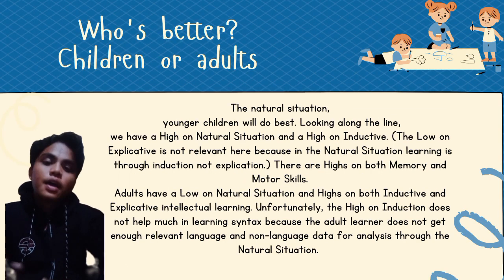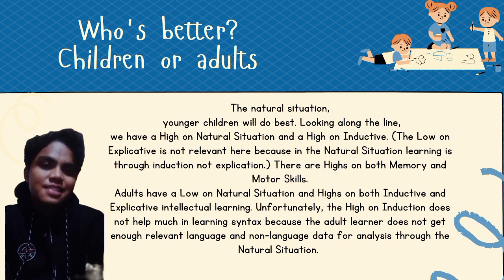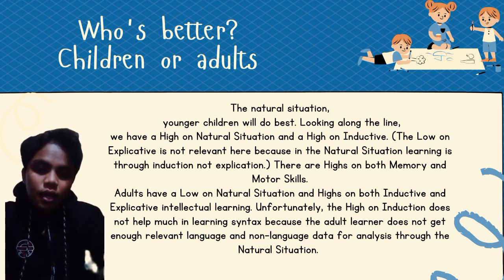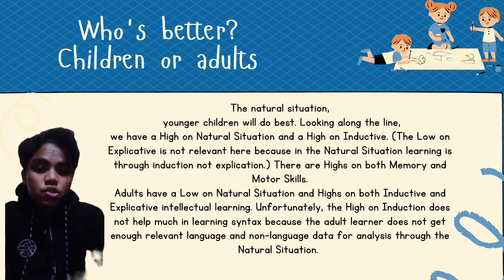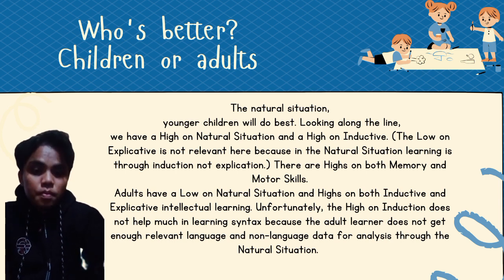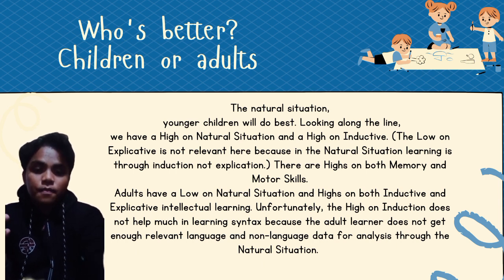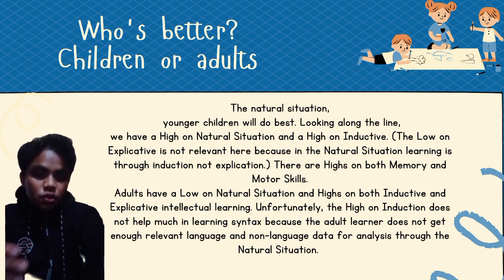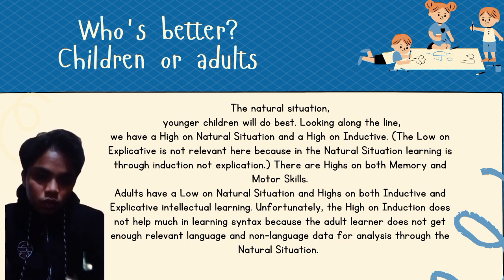So, who is better, the children or adults in second language? In this way, I would like to explain the two types of situation in learning a second language: the natural situation and the classroom situation. In the natural situation, younger children will do best. Looking along the line, we have a natural situation, high on inductive. So there are highs on both in this situation, memory and motor skills. Those have a natural situation and highs on both inductive and explicative intellectual learning.